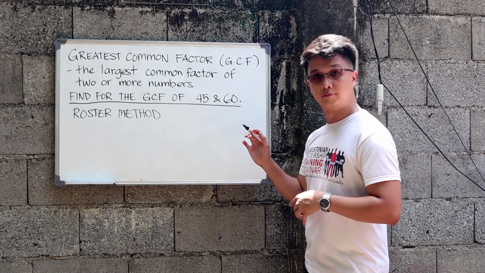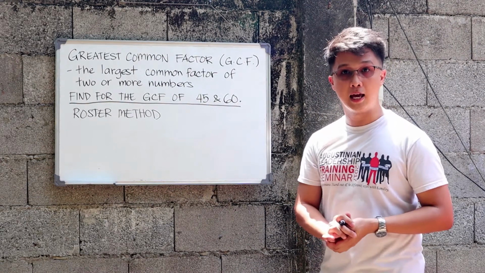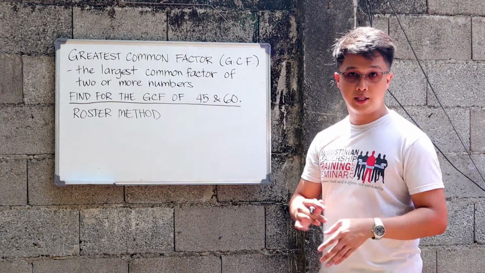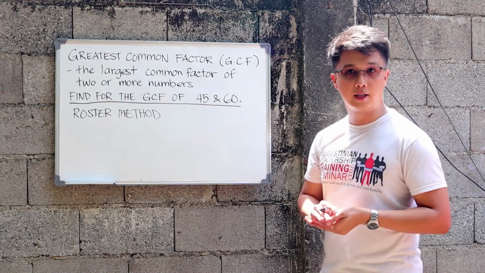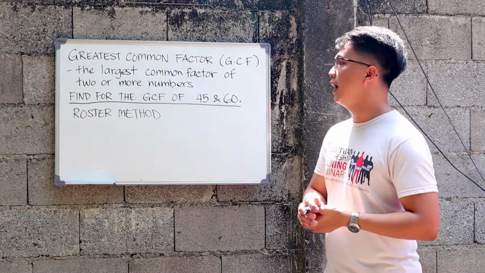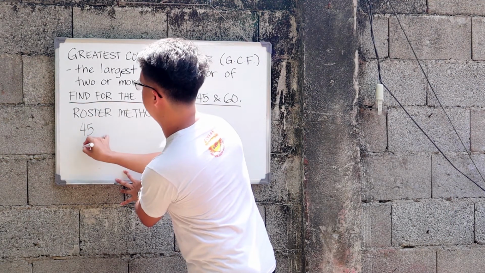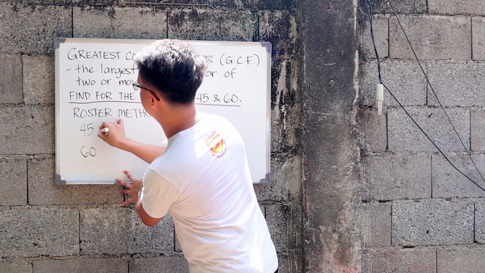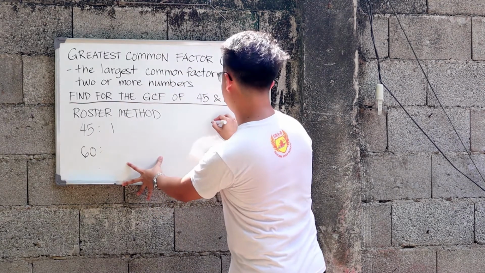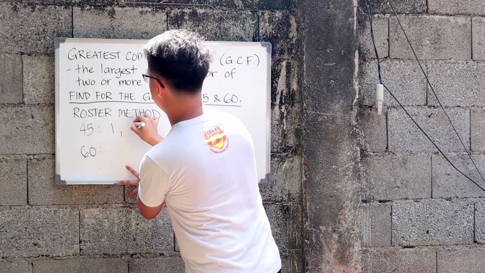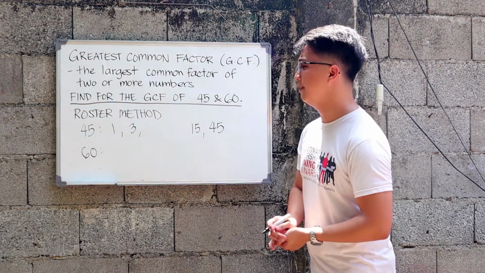Okay. The roster method is also known as the listing method. So you list all the factors, and find the largest among all the common factors. Example, 45 and 60, what are their factors? For 45, we have 1 and 45, 3 and 15, 9 times 5.